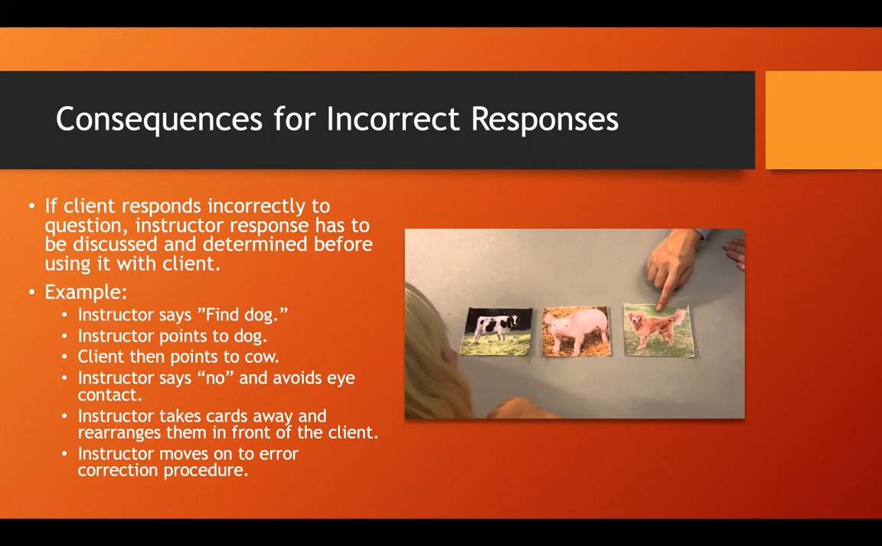So for this specific example, the instructor says, find the dog. The instructor then points to the dog. If the client points to the cow or doesn't point to anything at all, the instructor says no and avoids all eye contact with the client. The instructor then takes away the cards and rearranges them in front of the client, and then moves on to the error correction procedure.